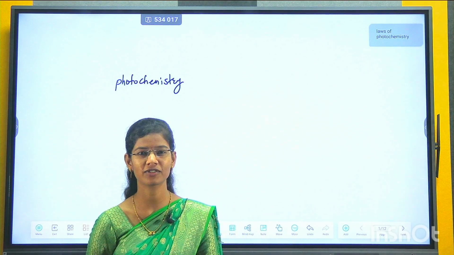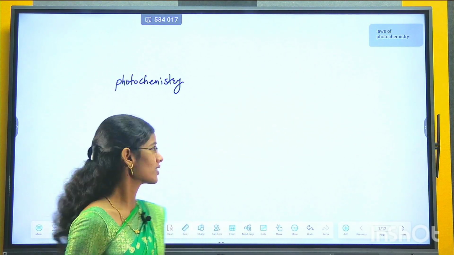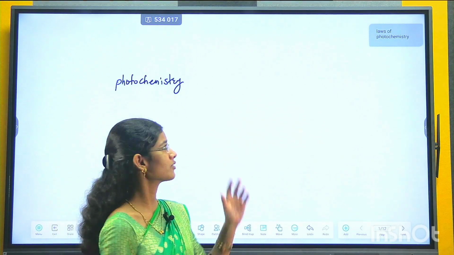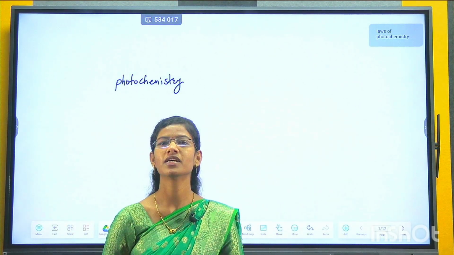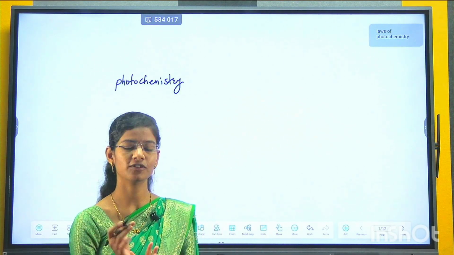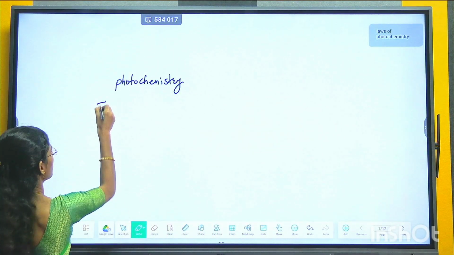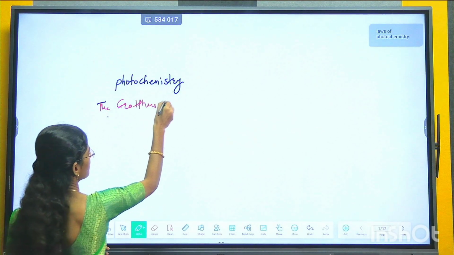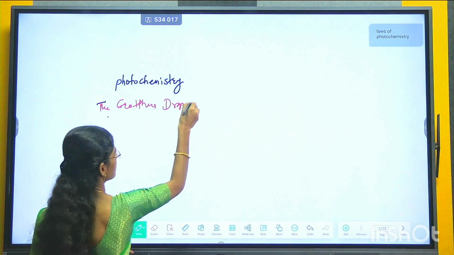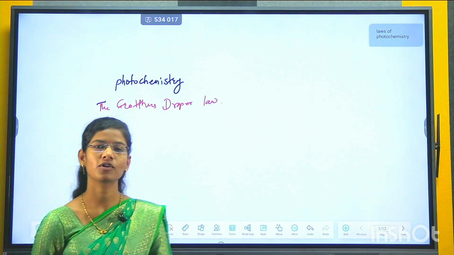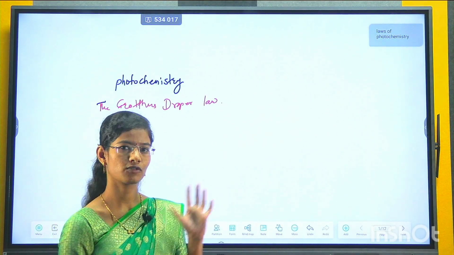Department of Chemistry. Today we are going to see the chapter Photochemistry, and in that topic we are going to study the first point, laws of photochemistry. In laws of photochemistry we have to study four laws. The first law is the Grotthuss-Draper law. This Grotthuss-Draper law is also called the first law of photochemistry.